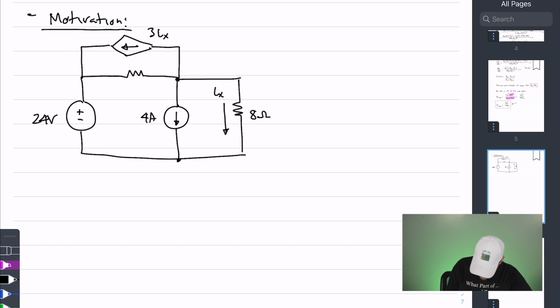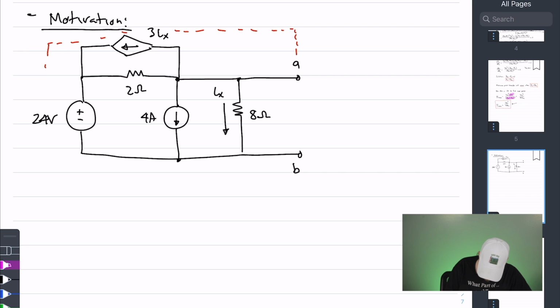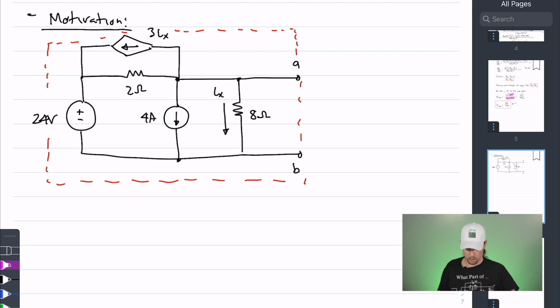This is an 8 ohm resistor, a 2 ohm resistor, and suppose that you actually had two terminals of interest here, A and B. Right? Now, one of the things that we're going to do is place the circuit inside a black box, like so, and make the observation that this network of independent sources, dependent sources, resistors, and everything, this is a linear network.